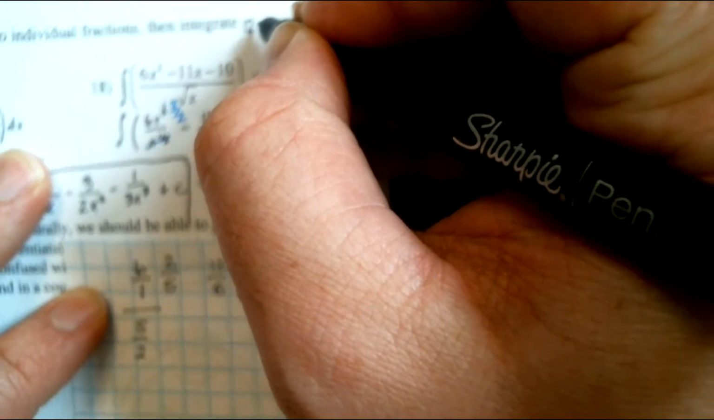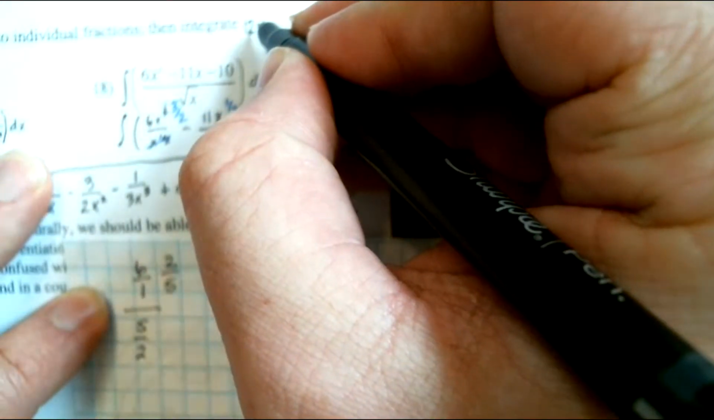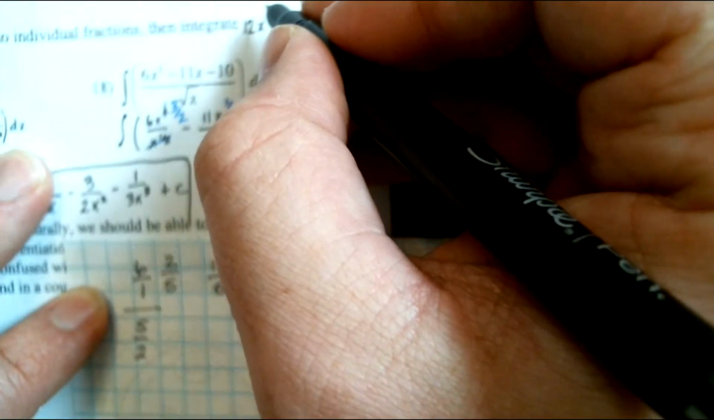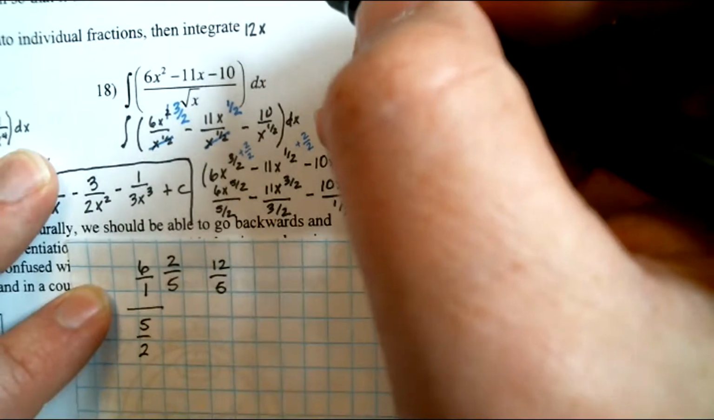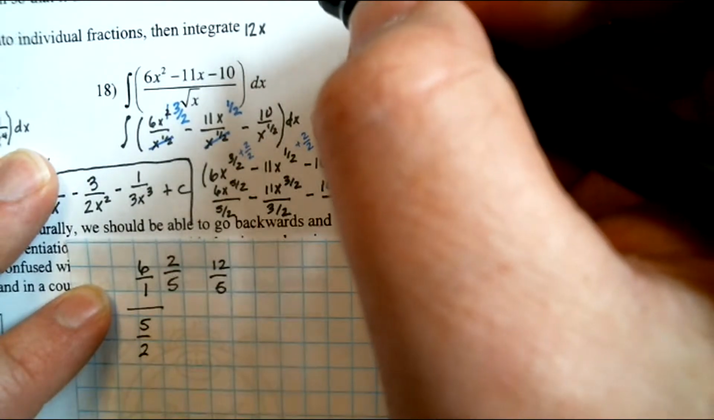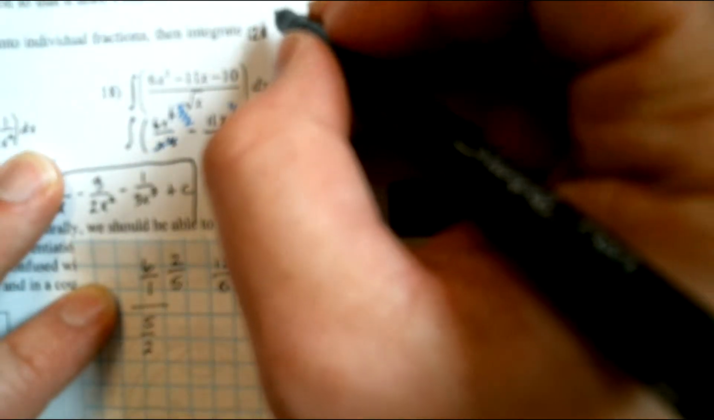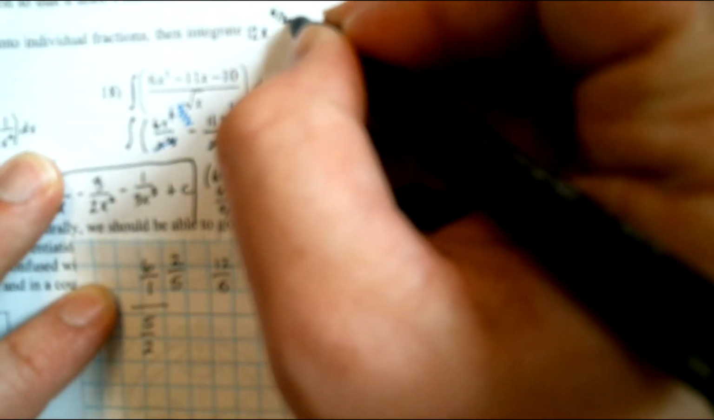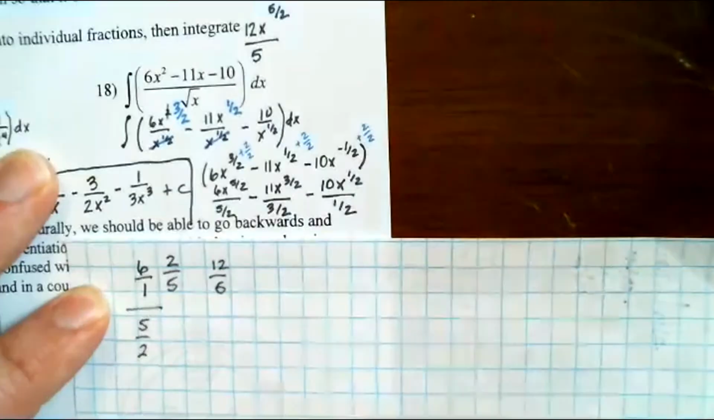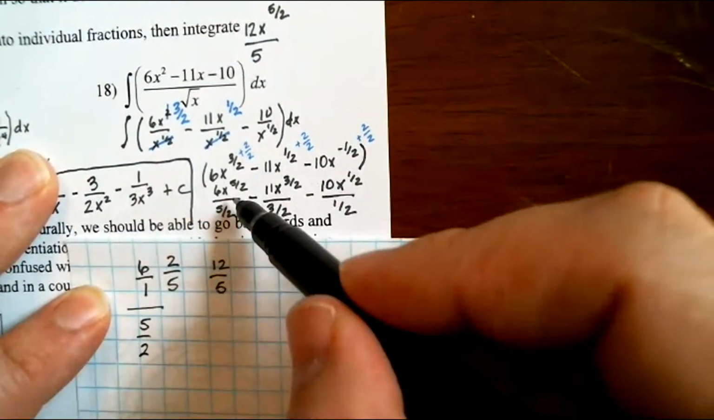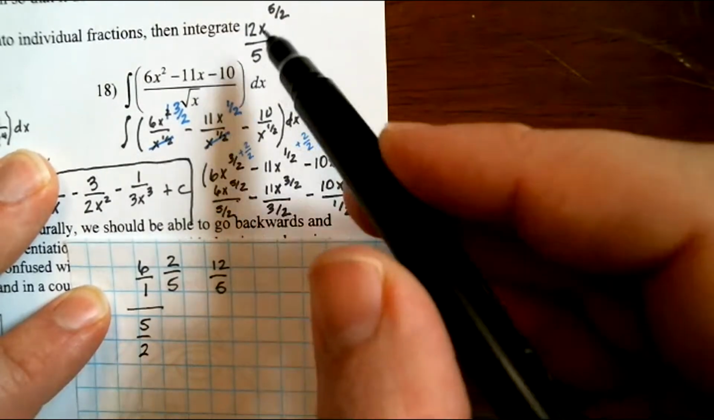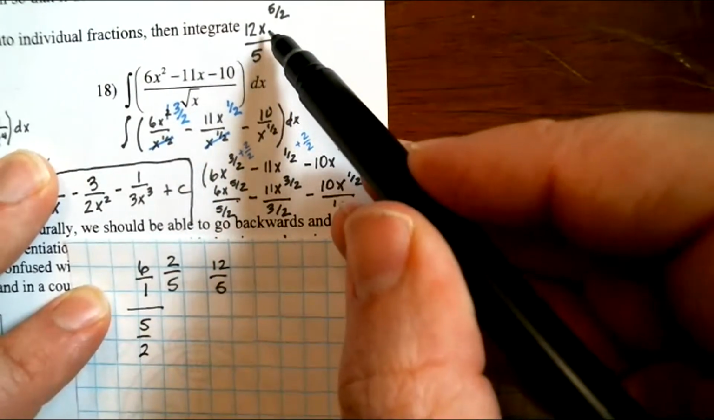12x to the 5/2, all over 5. That comes from this right here. I ran out of space, so I'm coming up here.